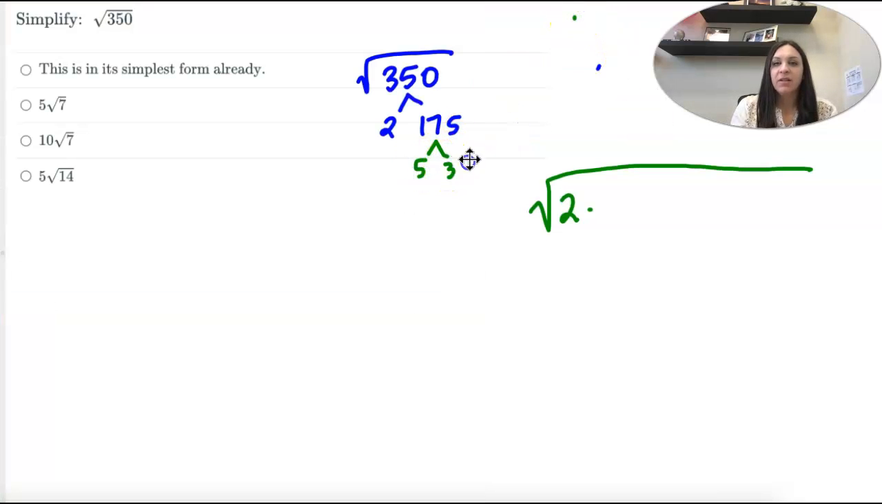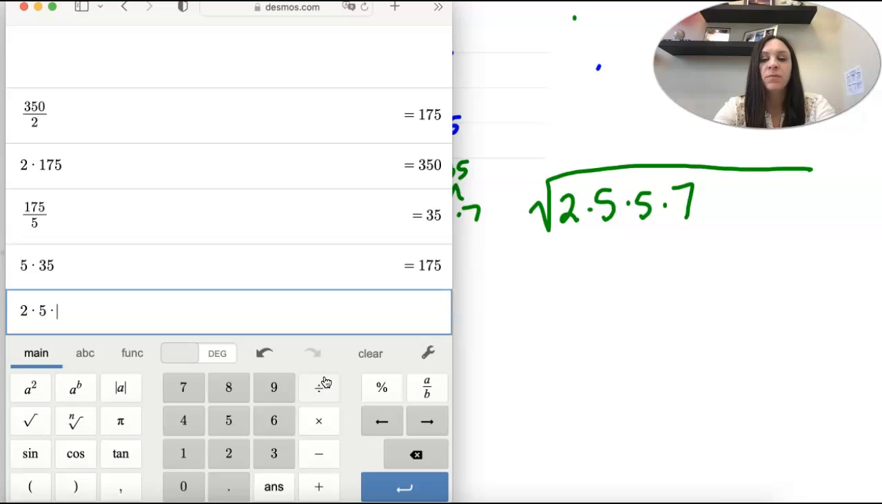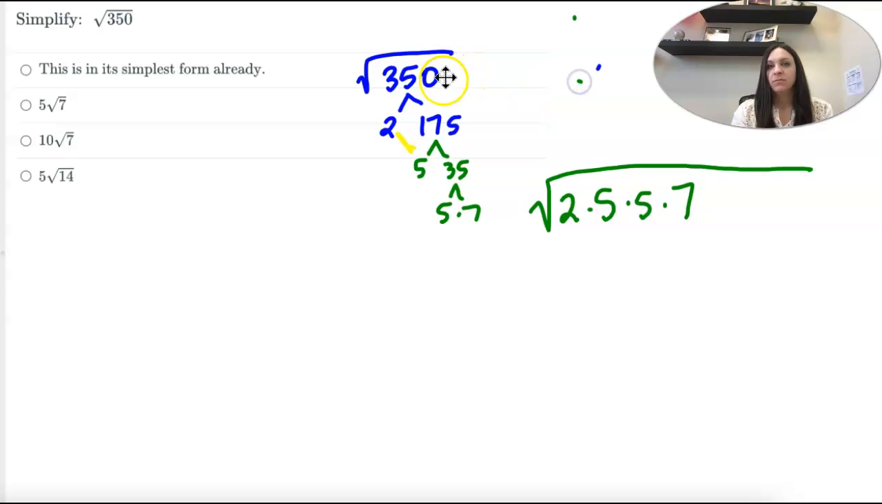So 5 times 35. And these numbers I'm going to write under here. 2 times 5, and we're going to keep going down. 35 is 5 times 7. So what I did was I just rewrote 350 in factors. 2 times 5 times 5 times 7 is actually equal to 350. Okay, I just rewrote it a separate way.